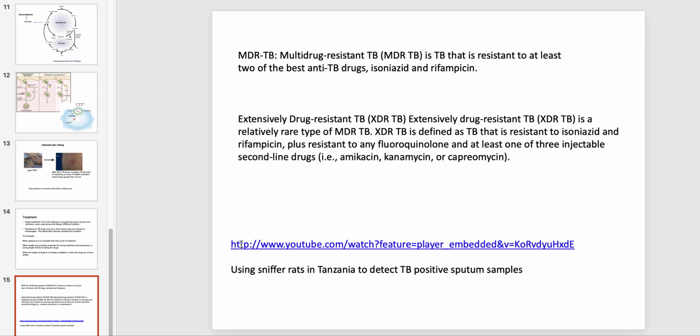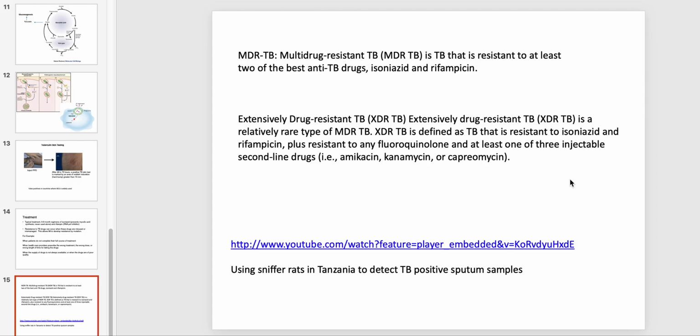And so I want you to watch this particular video. It's actually really cool, where individuals have figured out how to use sniffer rats to detect TB positive sputum samples. Instead of having to train people to do acid fast staining, or to wait 2 weeks for culture positives, somehow they figured out how to get these rats to detect some molecule, possibly mycolic acid, in a sputum sample.